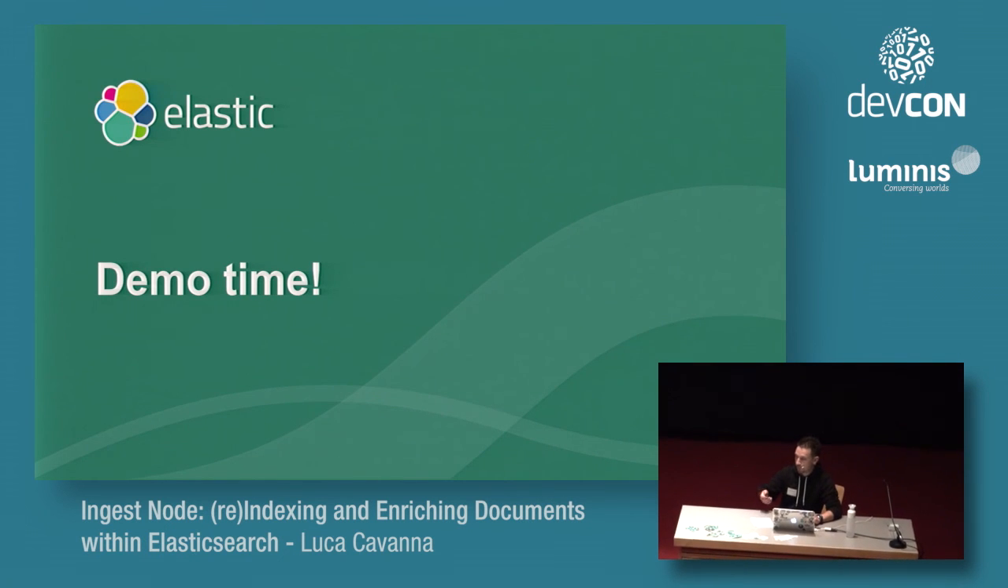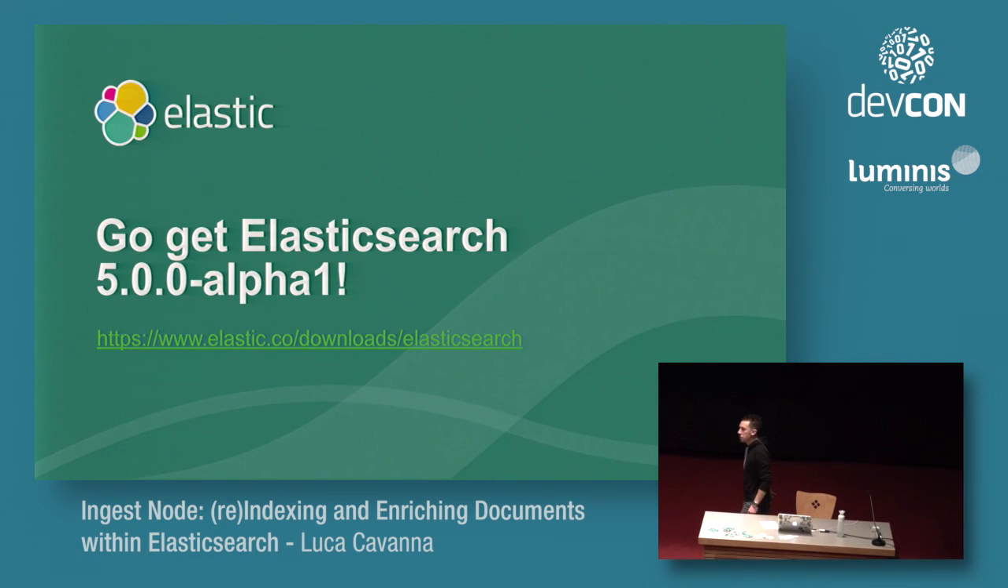Back to the presentation. This is pretty much the conclusion. Go get ElasticSearch 5.0 Alpha 1. It's already out. Alpha 2 is going to come very soon. After Alpha 2, there's probably going to be a beta. So it's going to take a while to get to GA, but we are close.